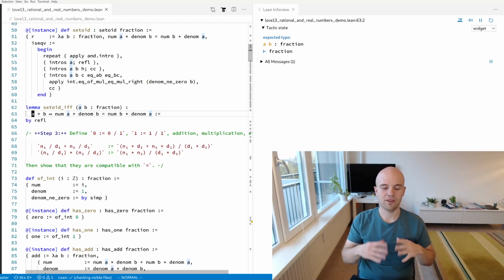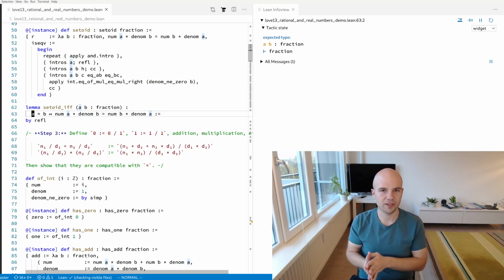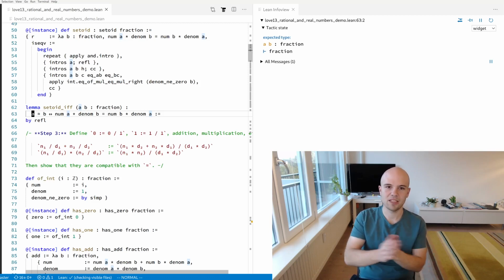Okay, so now we have defined fractions and the equivalence relation on them, and now we define all the operations that we want on the fraction type. We are not yet talking about quotients. This will happen at the very end.